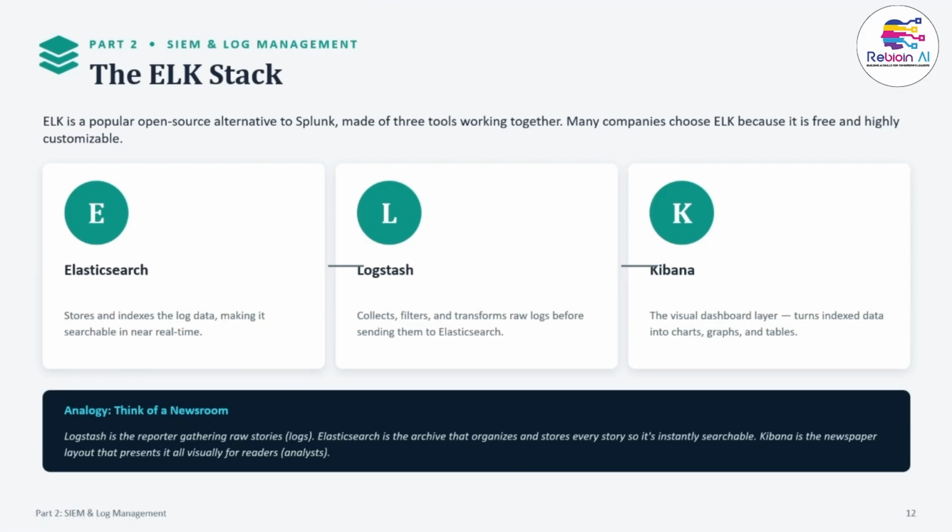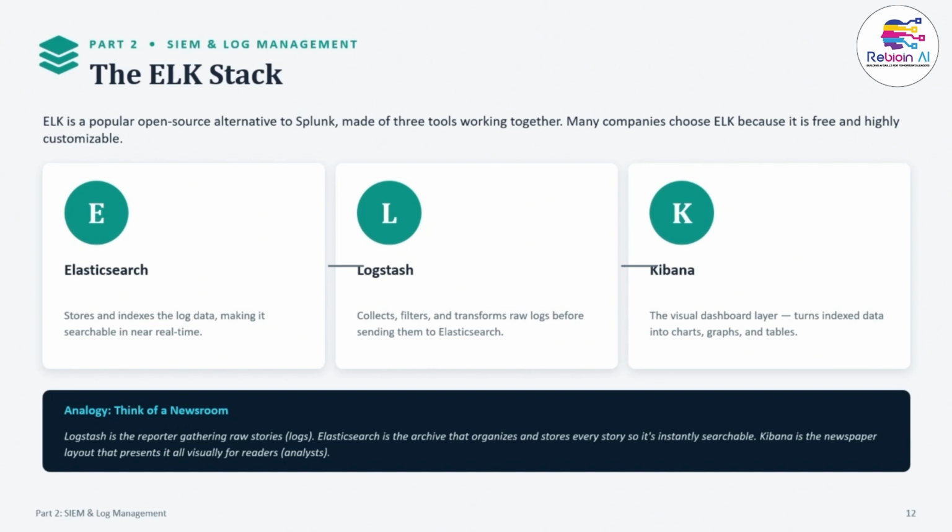The ELK stack. Now let's look at a very popular open source alternative to Splunk, that is the ELK stack. Many companies choose ELK because it's free to use and highly customizable. ELK is actually three tools working together, and the name is an acronym for each one. E stands for Elasticsearch. This stores and indexes the log data, making it searchable in real time. Think of it as the engine and the warehouse combined.